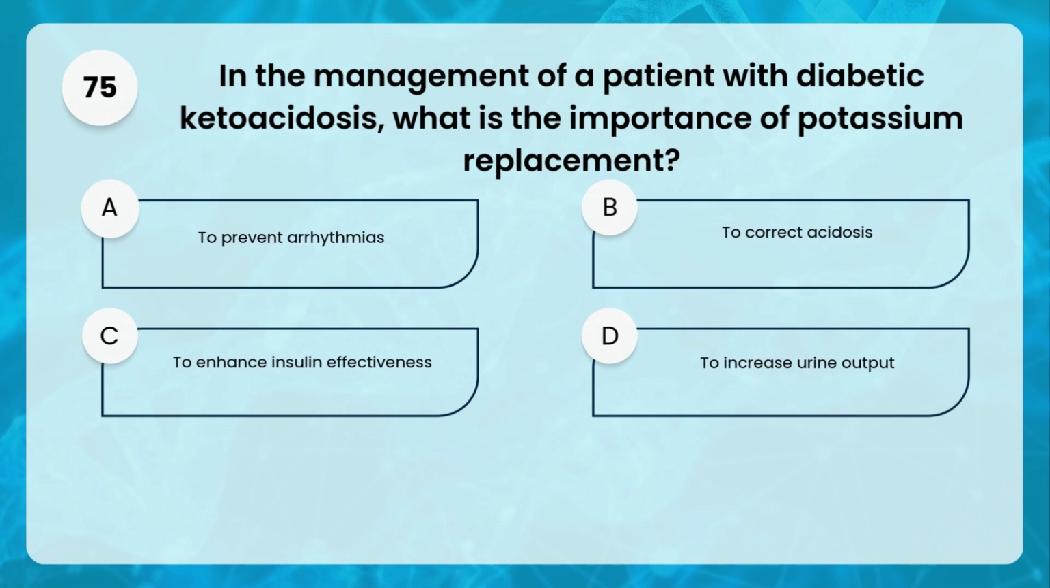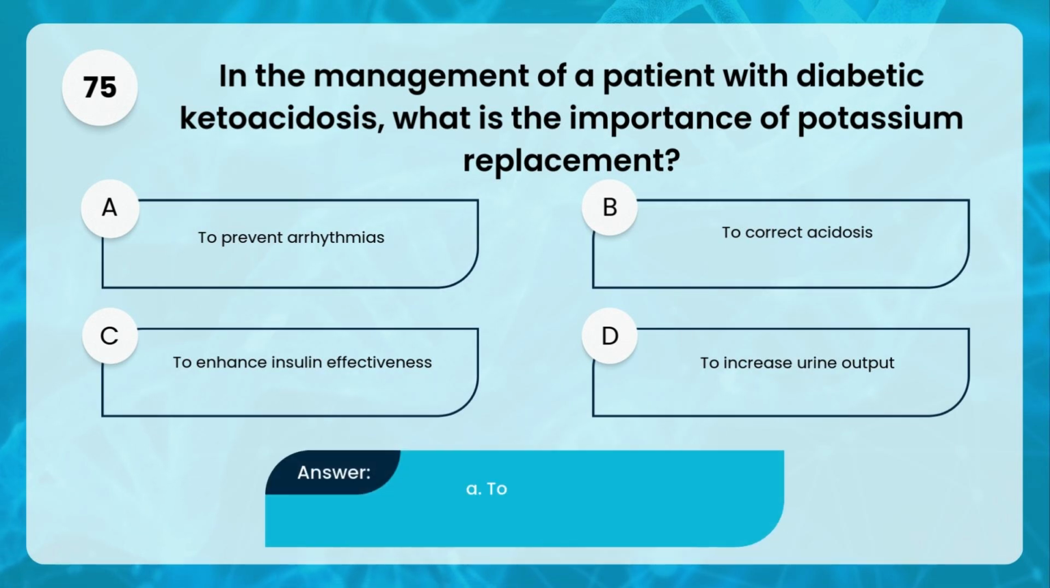75. In the management of a patient with diabetic ketoacidosis, what is the importance of potassium replacement? A. To prevent arrhythmias. B. To correct acidosis. C. To enhance insulin effectiveness. Or D. To increase urine output. The answer is A. To prevent arrhythmias.